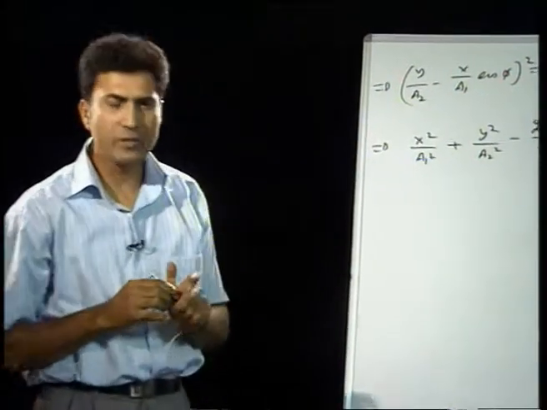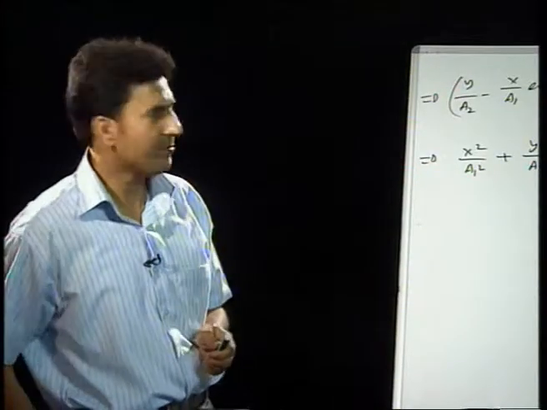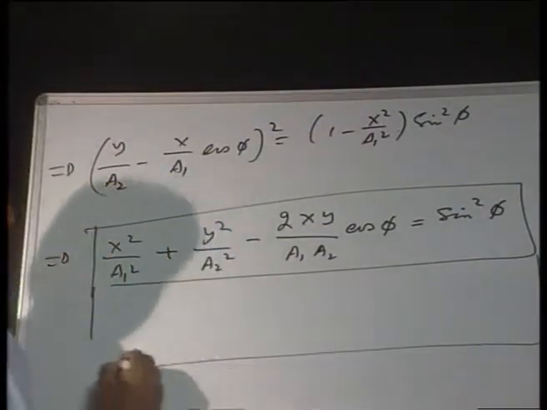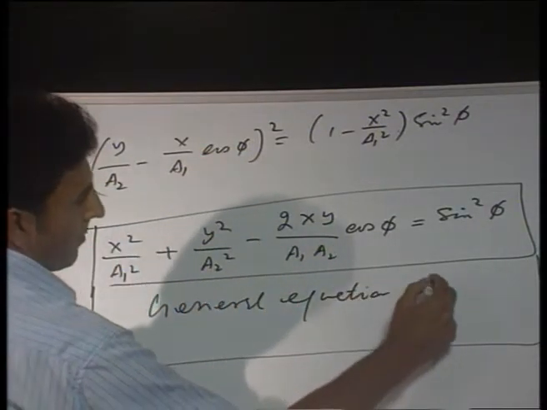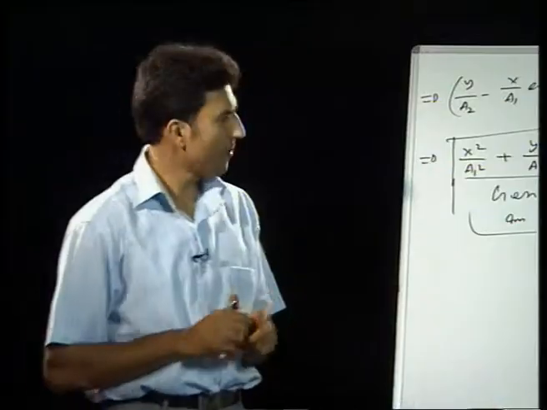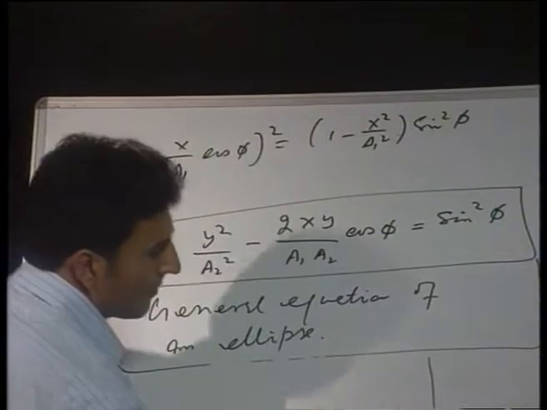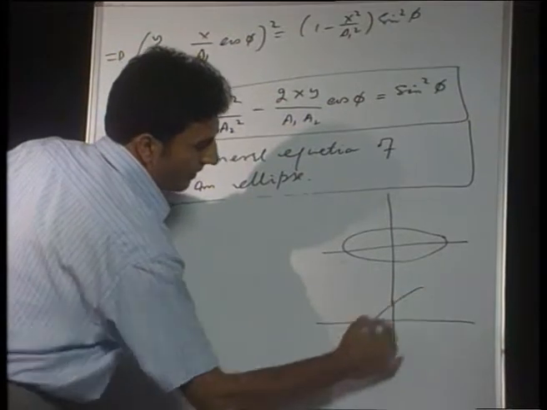This equation is obtained when we rearrange the terms, and if you look at this equation very carefully, it is the equation of an ellipse. It is the general equation of an ellipse, but the phi will determine the shape of the ellipse. The ellipse could be like this, it could be like this, or it could be like this.